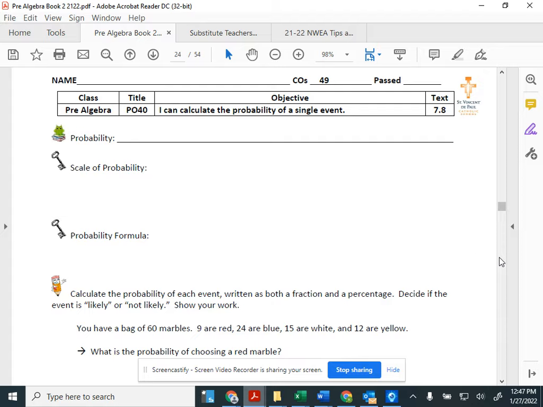Good afternoon. We are continuing with our Unit 7 with probability. We are working on PO40. I can calculate the probability of a single event. So let's look at what that probability is. We talked about it yesterday. Probability is the likelihood of an event occurring.